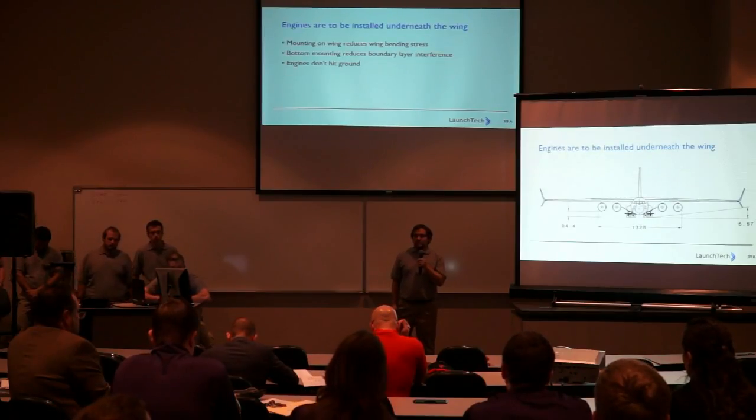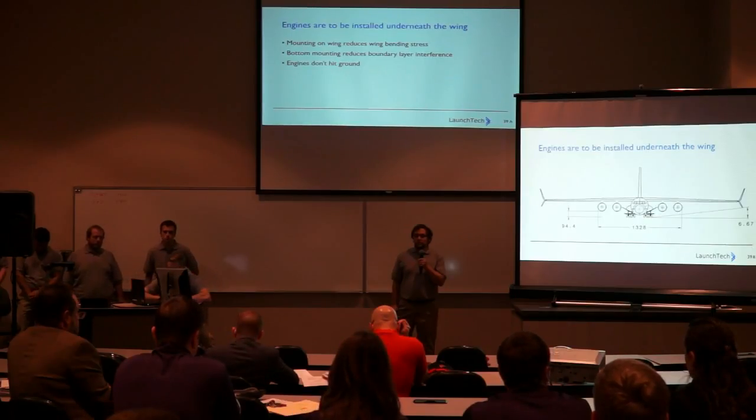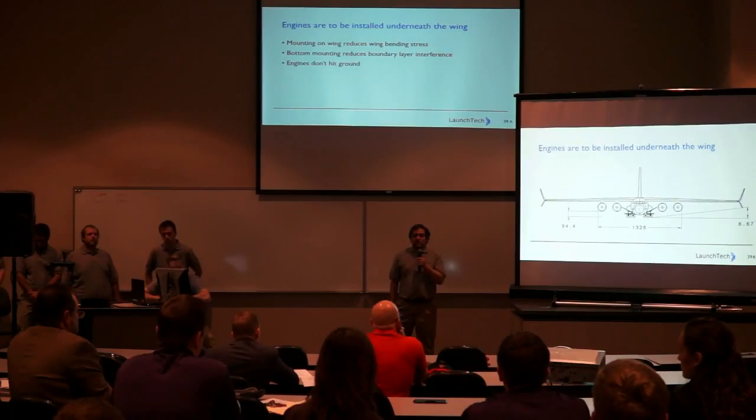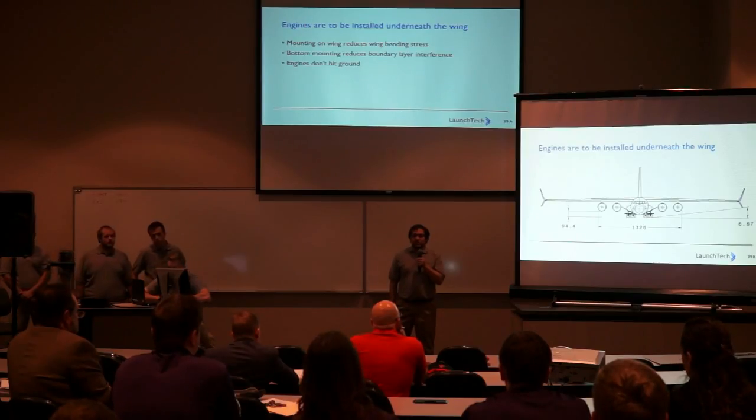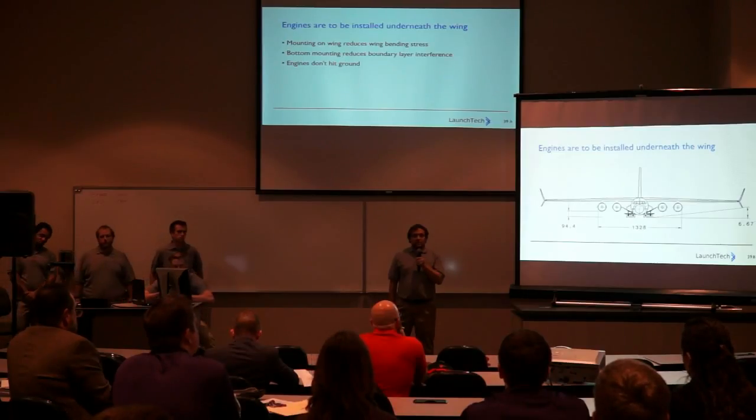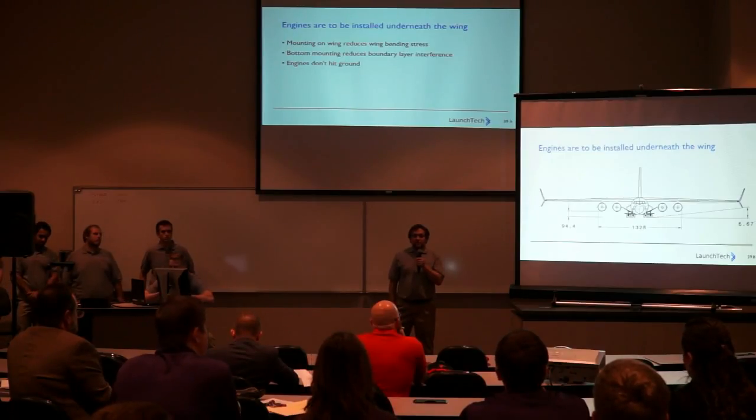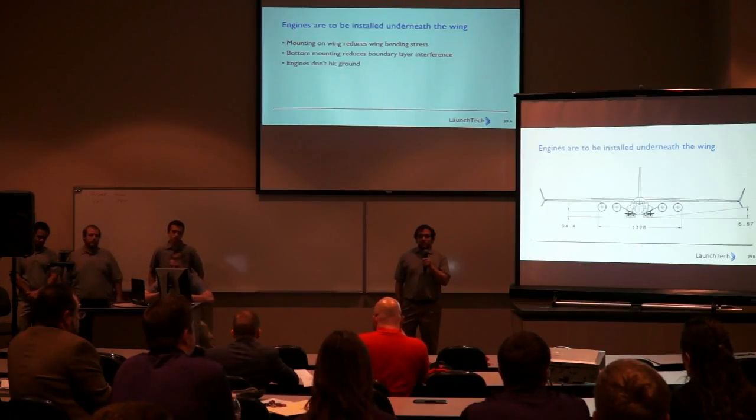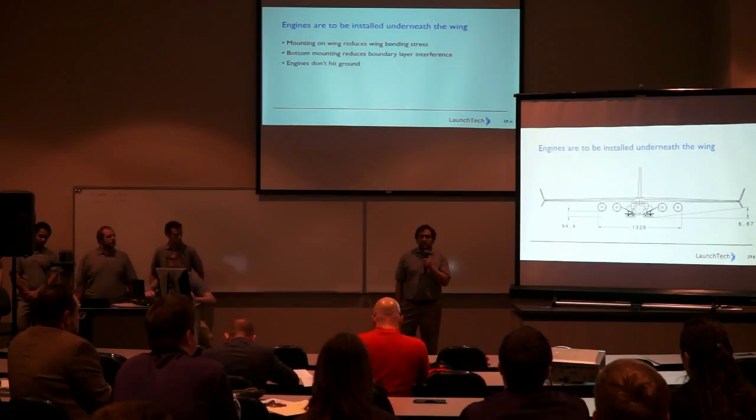For installation, the engines were chosen to be installed underneath the wing in order to reduce bending stress from lift during flight. These were also chosen to be mounted under the wing in order to reduce the amount of boundary layer interference. With the placement of the engines, these are able to fit within the 150 foot runway, as well as meeting any ground clearance criteria, which will be covered in the landing gear section.